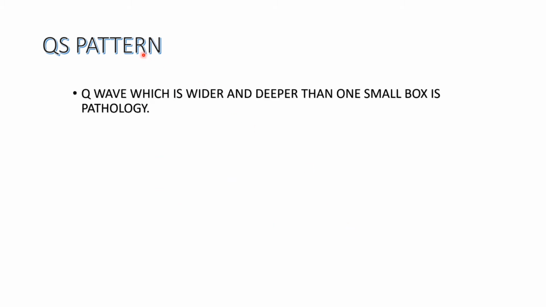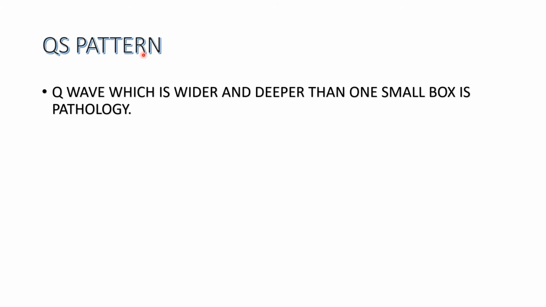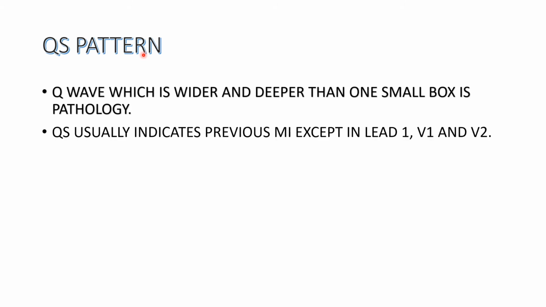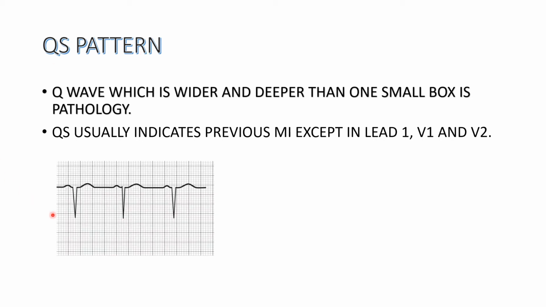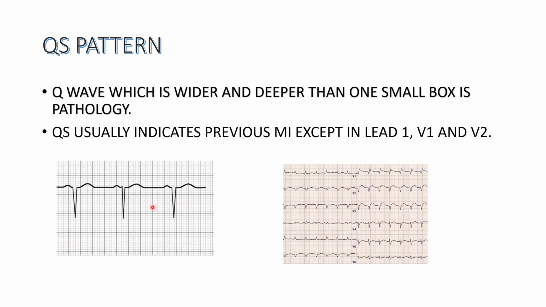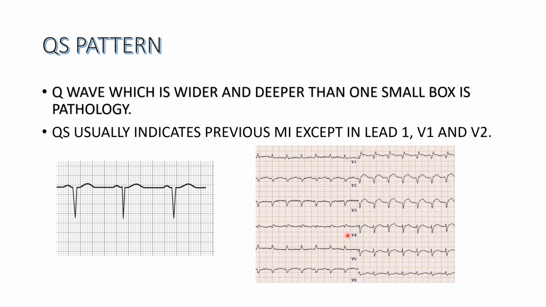So moving on to the QS pattern. A Q wave which is wider and deeper than one small box is pathological, so usually a QS pattern indicates previous MI, except in lead 1, V1 and V2 where it is normally present. So this is the QS pattern as you can see over here, where the R wave is absent, indicating previous MI.